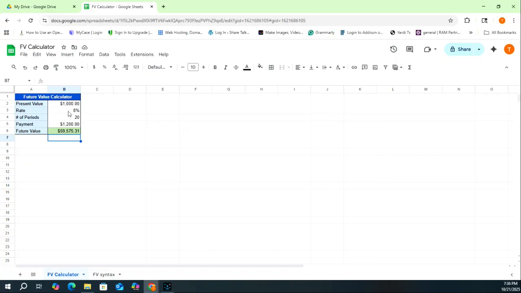Let's say we increase the rate of return to like 12%. It changes the future value. Maybe we hold on to this investment for 30 years, and we increase our payment from $1,200, let's double it to $2,400. And now you have a future value calculator that you can play around with to see how that investment changes as you play around with these different assumptions.